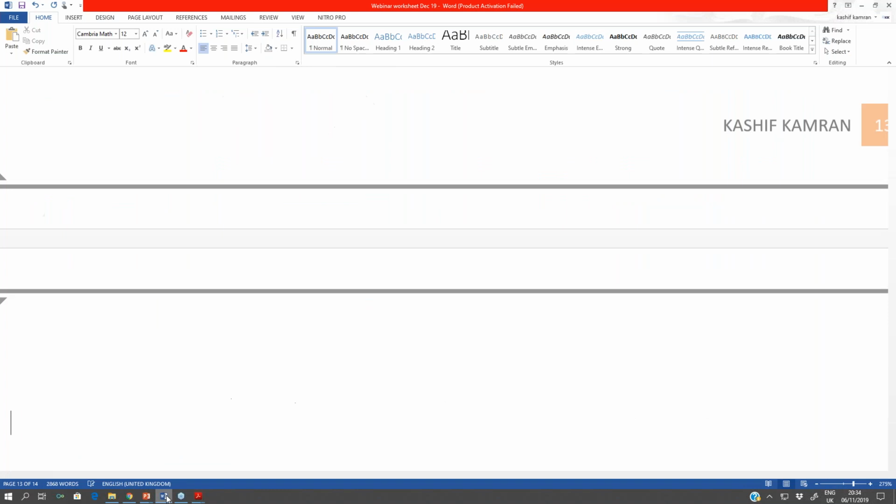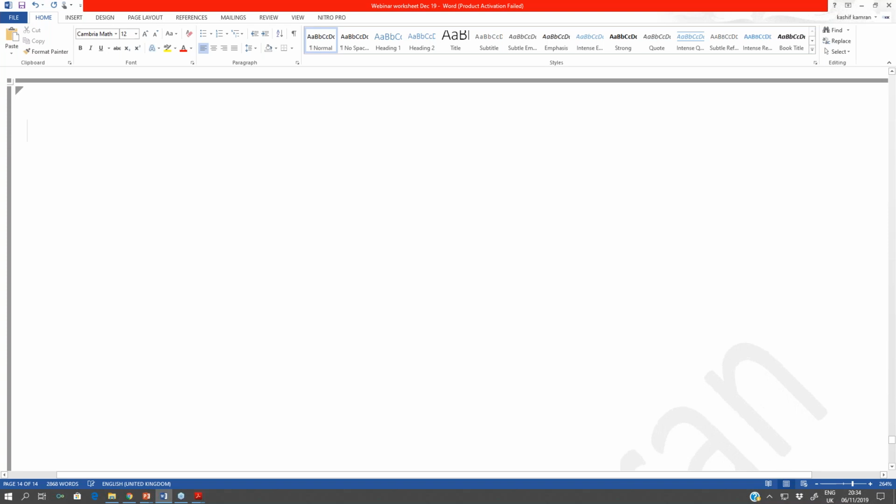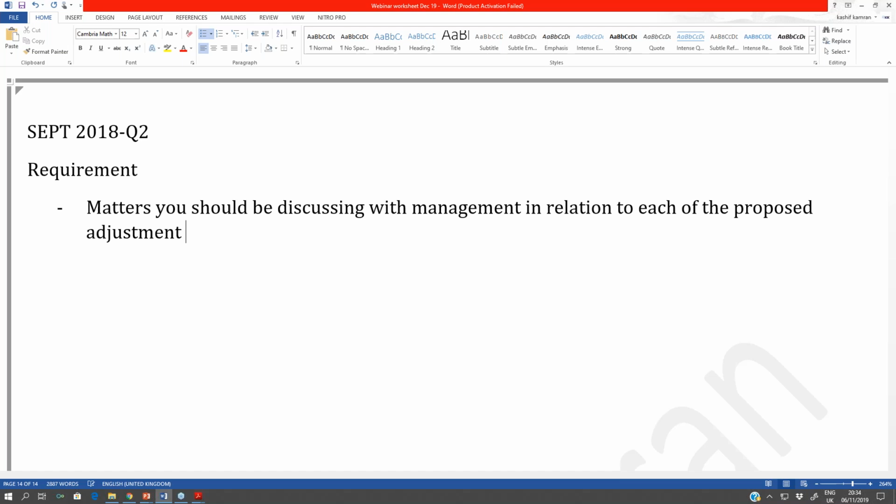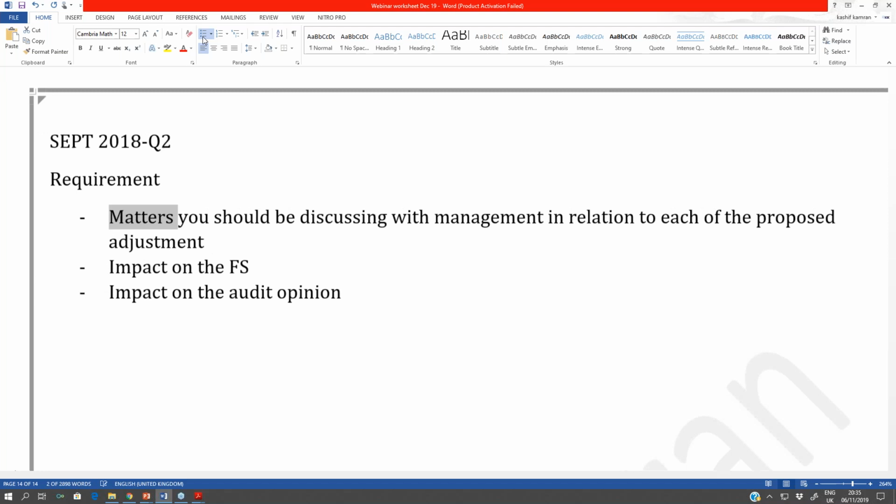When you look at this question from the September 18 exams, even though I've drilled that down in my last webinar, I just want to make a structure ready and you'll do the rest yourself. September 2018, question number 2, and you look at the requirement. The requirement is broken down. Number 1, the requirement asks you the matters you should be discussing with management in relation to each of the proposed adjustment, then its impact on the financial statements and the impact on the audit opinion. Let's understand the question. 3 things within a jumbled question. Matters you should be discussing with management with regards to each of the proposed adjustment.